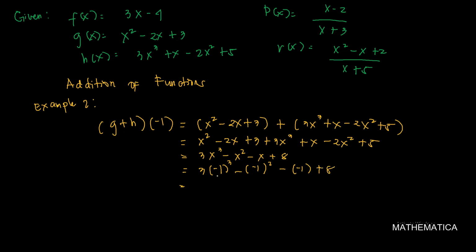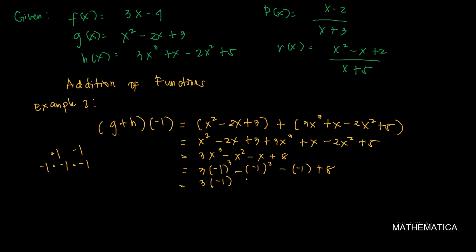So, negative 1 cubed. Kunin natin yung cube ng negative 1. We have to multiply negative 1 three times by itself. So, we have negative 1 multiplied by negative 1 multiplied by negative 1. Negative 1 multiplied by negative 1, we have positive 1. Positive 1 multiplied by negative 1, we will have negative 1. So, meaning to say, yung cube ng negative 1 ay negative 1. So, we have 3 multiplied by negative 1.